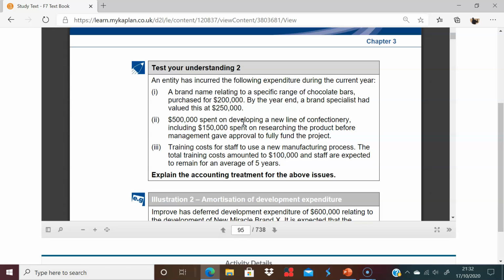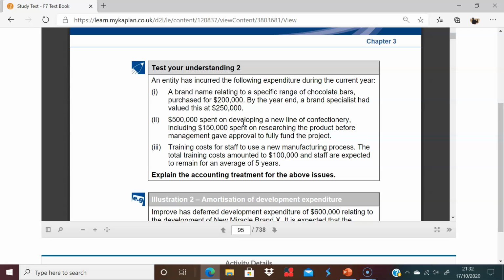500,000 spent on developing a new line, 150 for research. So 150 for research, great. And the balance of 350 capitalized, because we can see here 150 was spent before approval was given to fully fund the project. So there's funding for the project. We can assume comfortably that 350 is development.